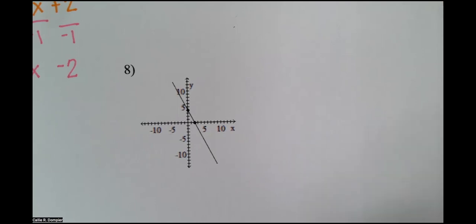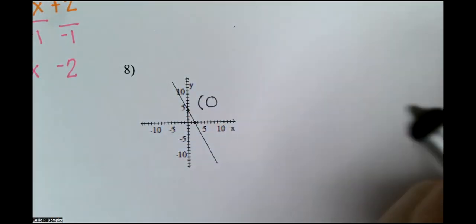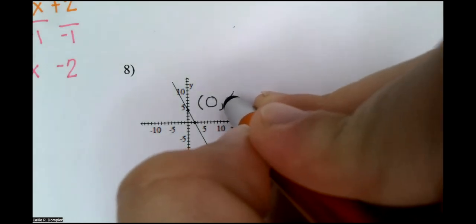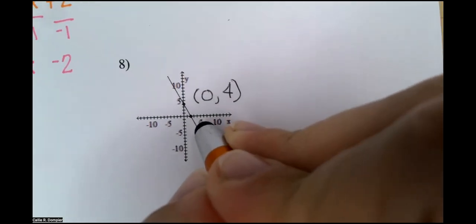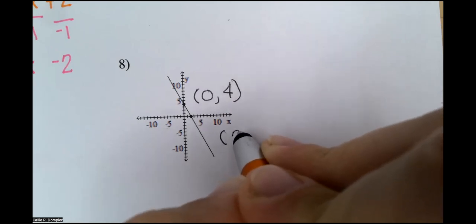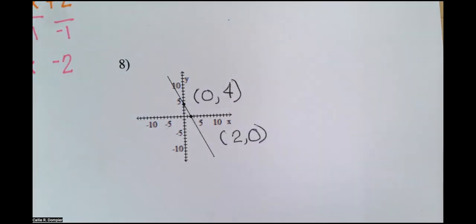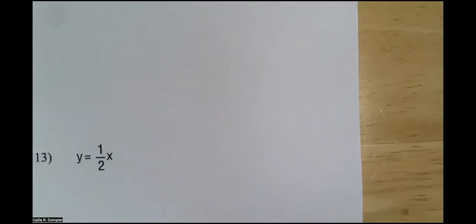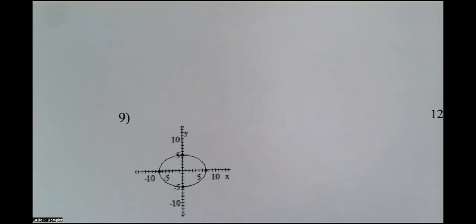Look at this. This is 4. Sorry, on 0. On x, I went 0 to the left or the right, but on y, I went up 4. Here, on the x-axis, I went +2, and on the y-axis, I didn't move at all. Good? All right, what about this circle here?